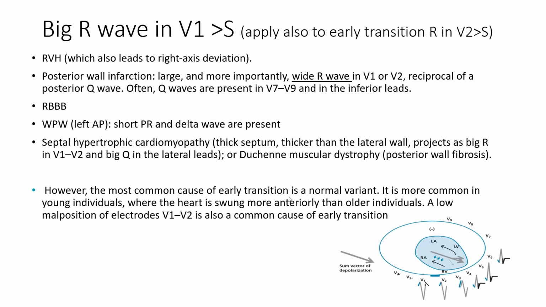However, the most common cause of early transition, big R in V1 or V2, is just a normal variant. It is more common in young individuals where the heart is swung more anteriorly than older individuals. Older individuals may have poor R wave progression as a normal variant. Younger individuals may have that early transition as a normal variant because their heart is swung more anteriorly. Also, that normal variant early R wave could be just low malposition of the electrodes V1, V2. Unlike poor R wave progression, where the electrodes V1, V2 are too high compared to the heart, in early R wave progression, maybe V1, V2 are too close to the level of the heart. Those leads will see better the anterior depolarization, and you'll get that pronounced R wave in V1, V2.